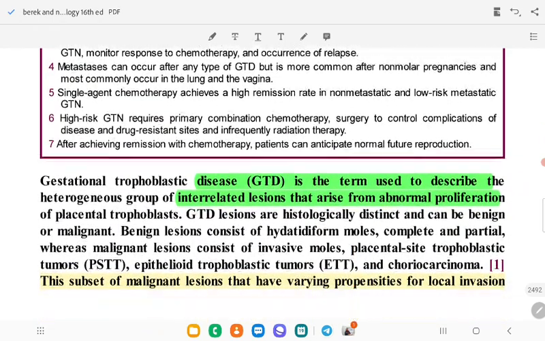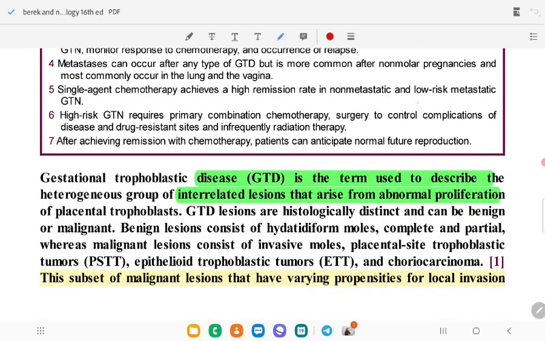Gestational trophoblastic disease, from Berek and Novak's 16th edition. Gestational trophoblastic disease is the term used to describe the heterogeneous group of interrelated lesions that arise from abnormal proliferation of placental trophoblast. It can be a benign disease or a malignant disease based on the histology.